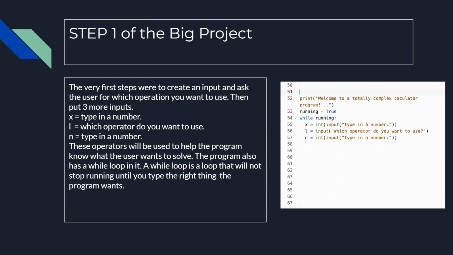These operators will be used to help the program know what the user wants to solve. The program also has a while loop in it. A while loop is a loop that will not stop running until you type the right thing the program wants.